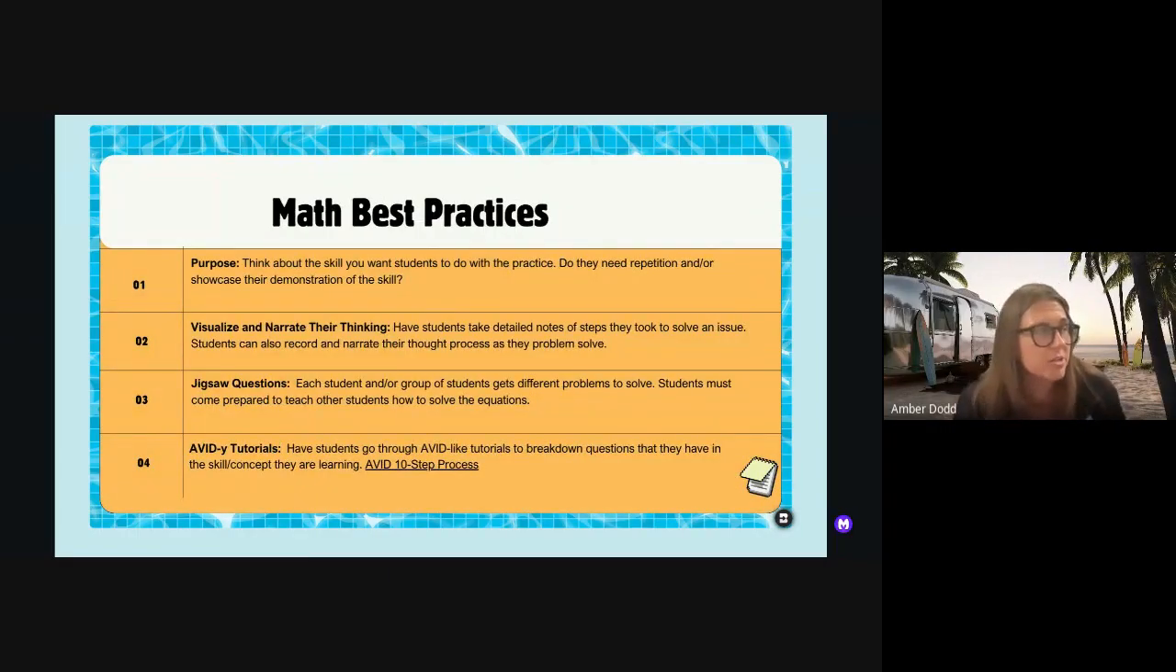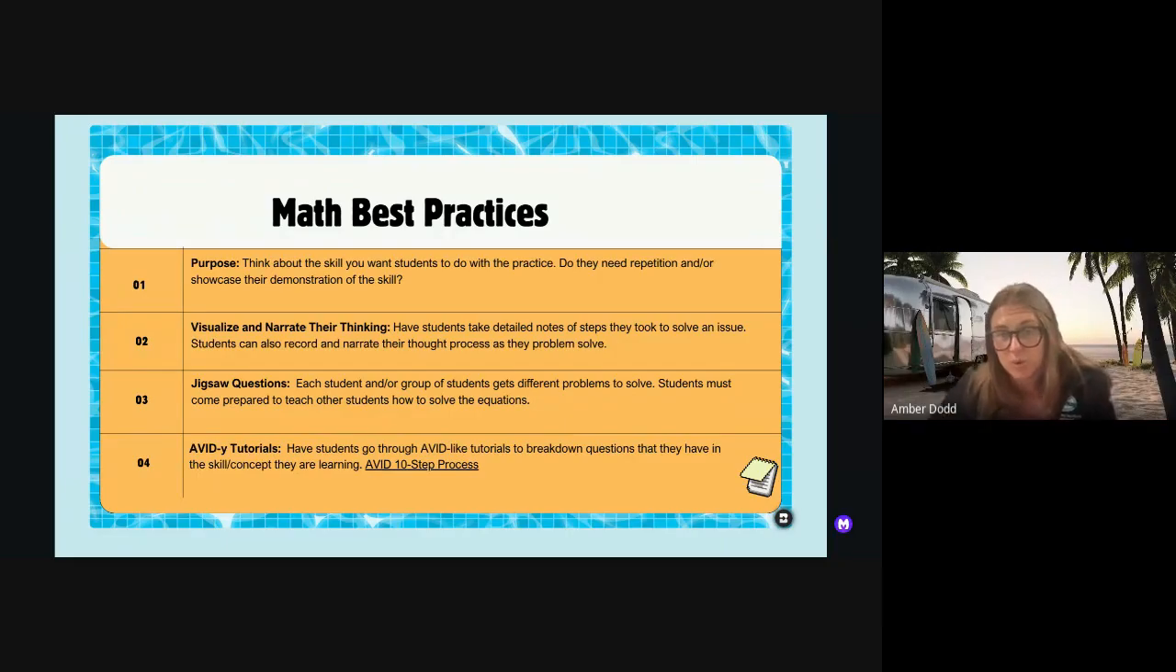For math, I also think there are some ways, again, looking at that purpose and then visualize. With that purpose, do they need to do 10 problems of the same one, or can they do a deeper dive and record their discussion of that deeper dive? Visualizing and narrating that thinking, having them take detailed notes of the steps they took, record and narrate their thought process as they solve the problems.